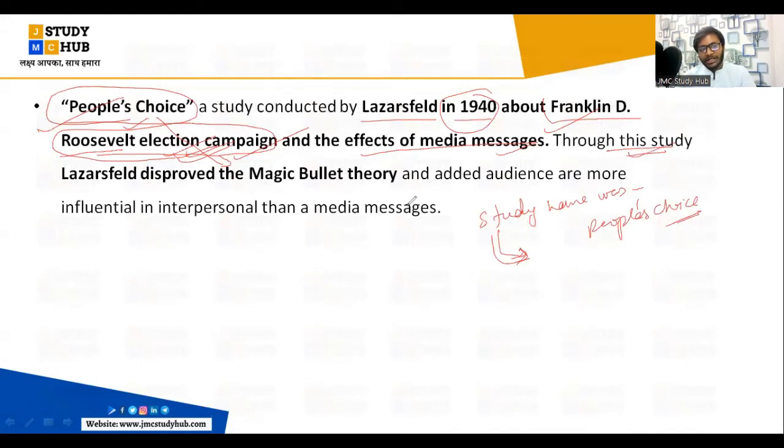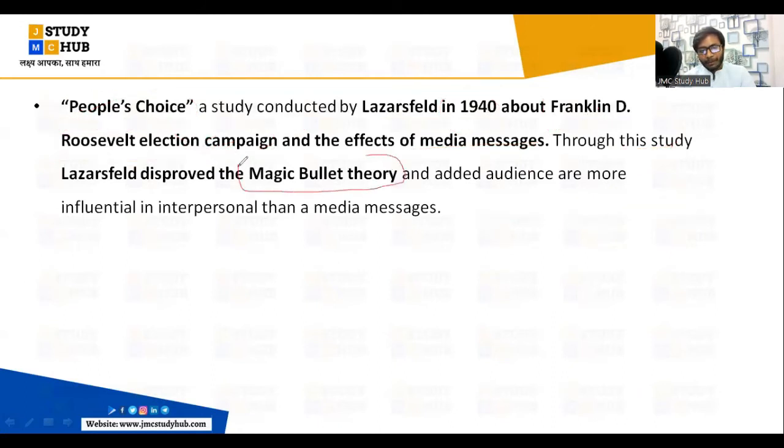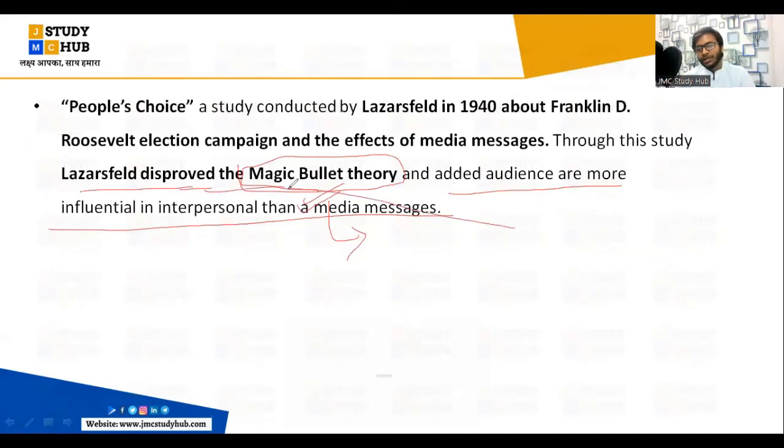So through this study Lazarsfeld disapproved the magic bullet theory. Why did he disapprove it? That we will come to know here. He added that the audience are more influential in interpersonal than media masses. So Lazarsfeld disapproved the media magic bullet theory and gave importance to the audience, that the audience are more influential, not the media. What Lazarsfeld said here is that the audience is more influential than the media in the magic bullet theory. Right, it is more important to understand the root concept.